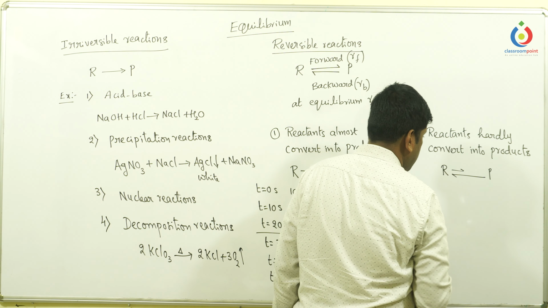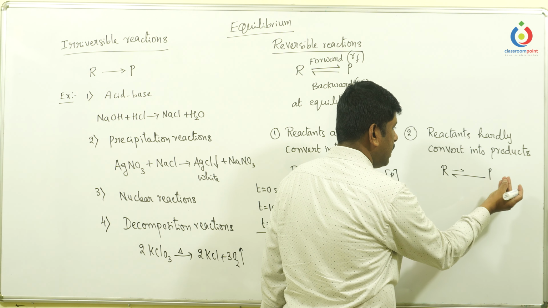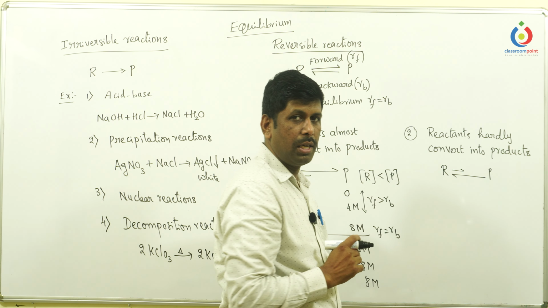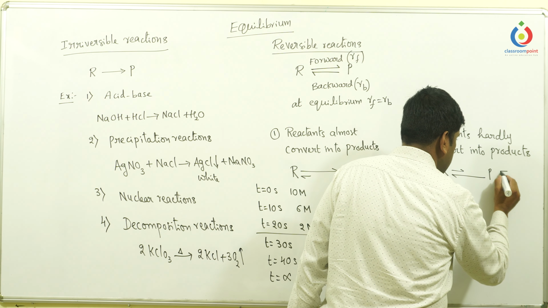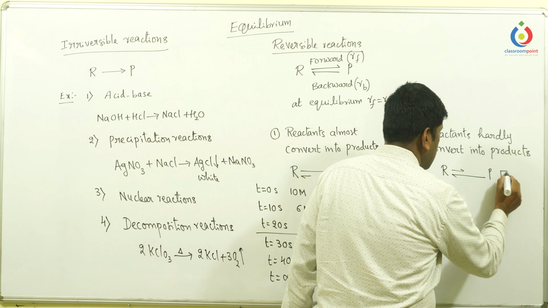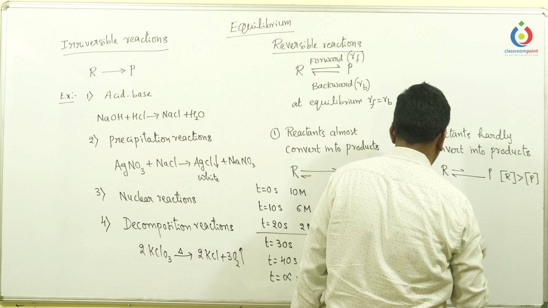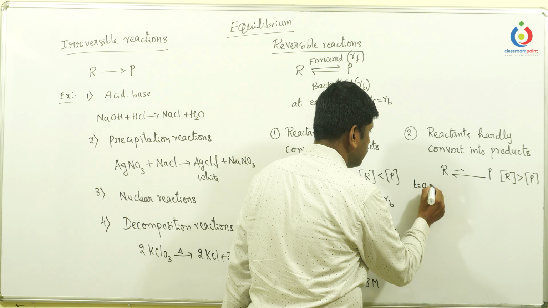So for this type of reaction, since reactants are not converting into the products, whatever little amount of product is produced is also ready to convert back into the reactants. So obviously we can easily guess that in this particular reaction, at equilibrium, the concentration of reactants dominates the concentration of the products. Again, as usual, let us take time 0 seconds.